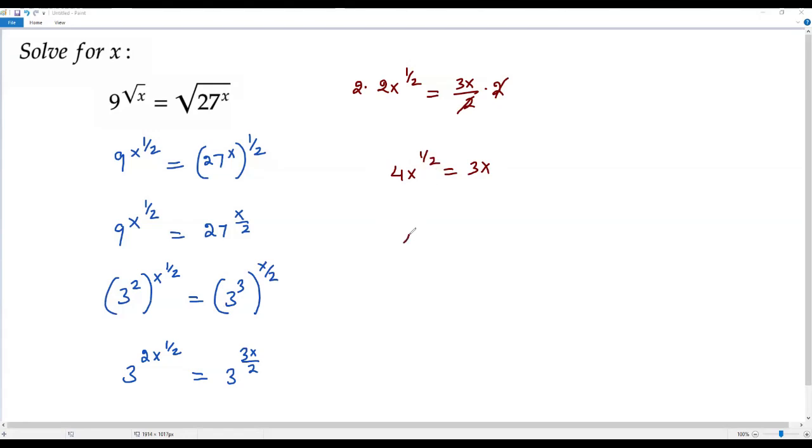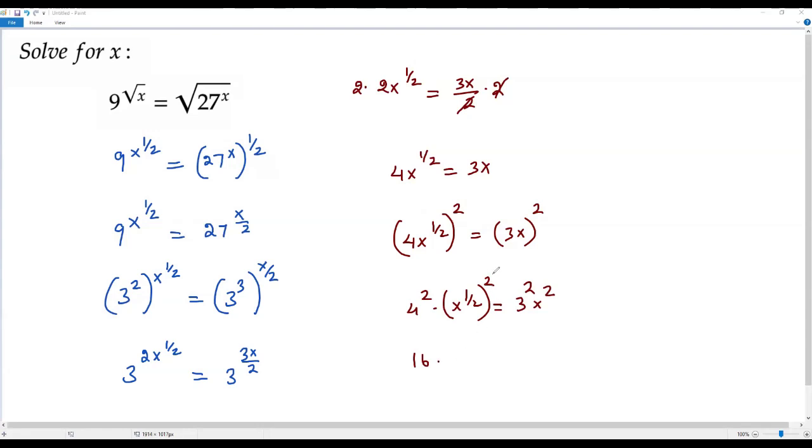Let me raise both sides of the equation to the power of 2. So 4 times x to the power of 1/2, all to the power of 2, and 3x all to the power of 2. Here two values are multiplied and we have a common exponent. Whenever two values are multiplied and we have a common exponent, the exponent can be taken separately for each value. So I'm getting 4 squared times x to the power of 1/2 the whole squared, and the same thing here, 3 squared times x squared. In my next step, 4 squared is 16, and multiplying the two exponents, x to the power of 1/2 times 2. 3 squared is 9, 9 times x squared; this 2 will cancel out. So then I'm getting 16x equals 9x squared.